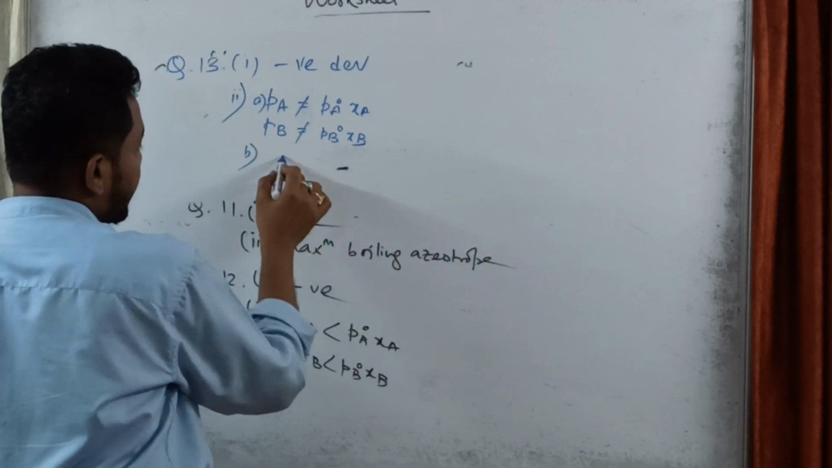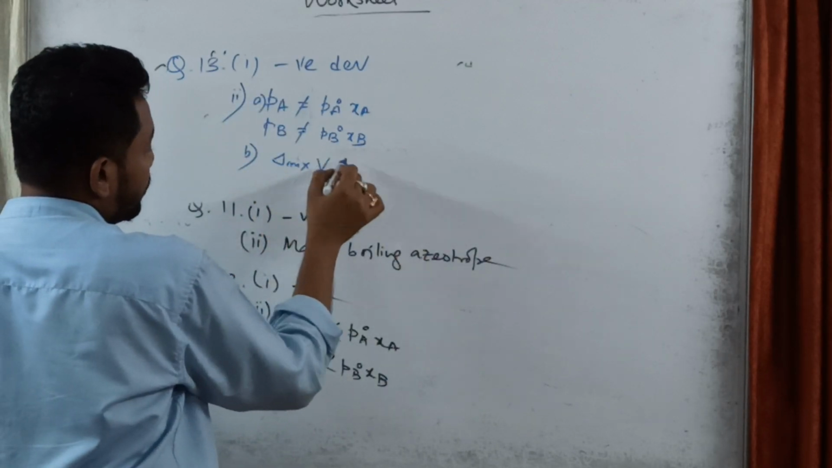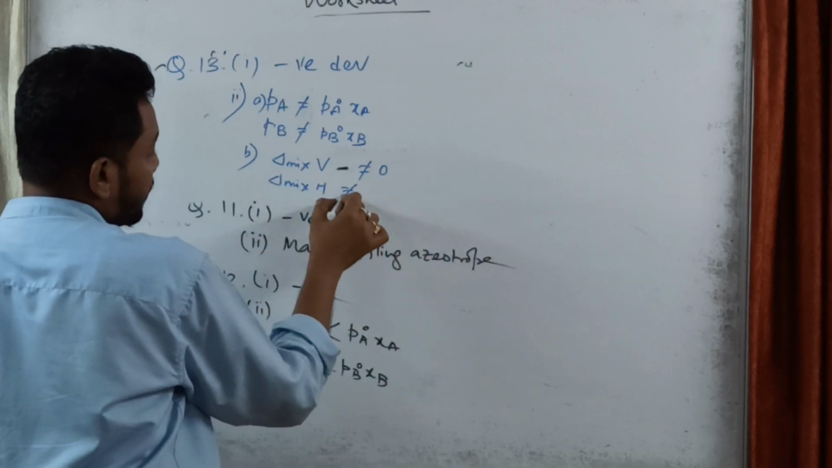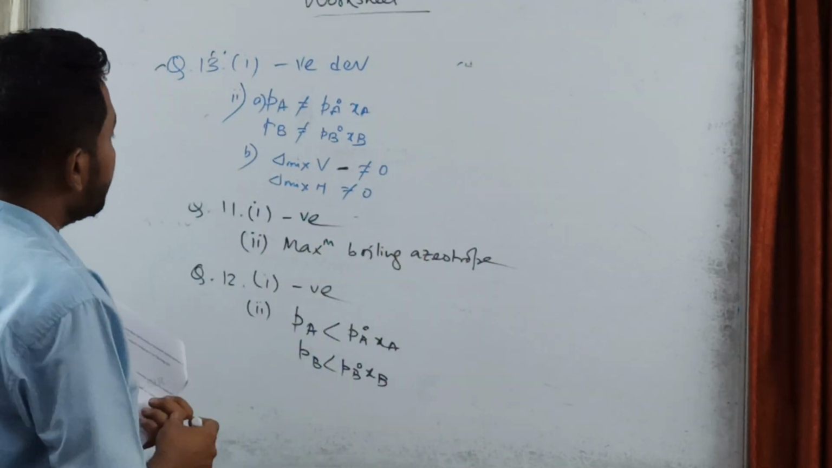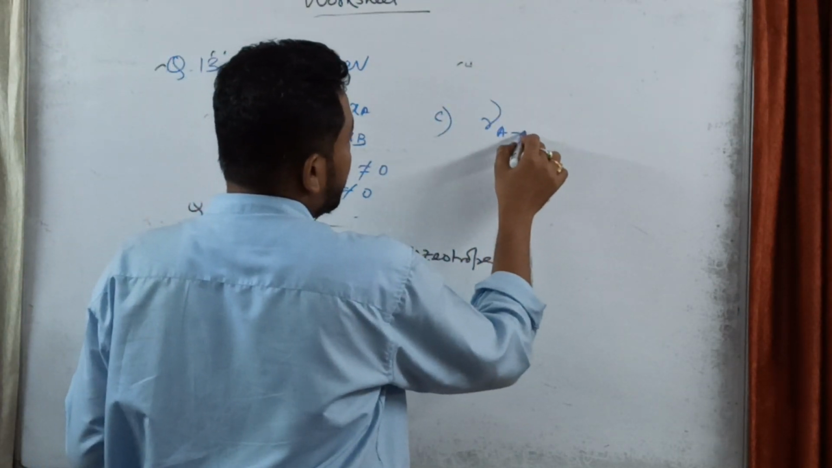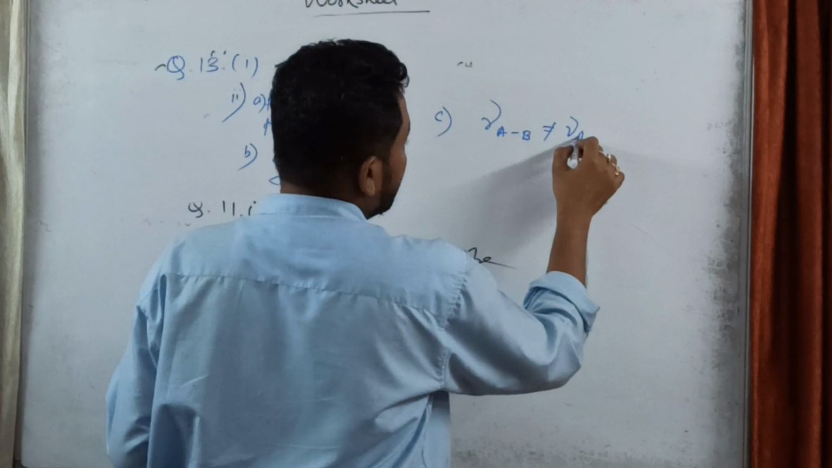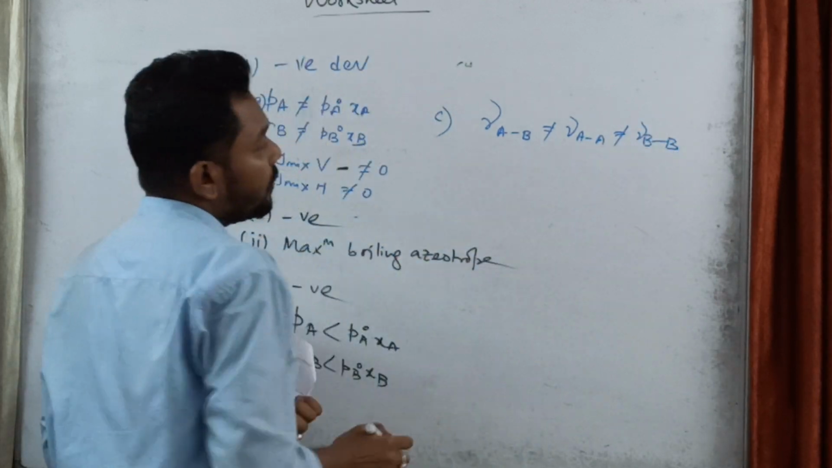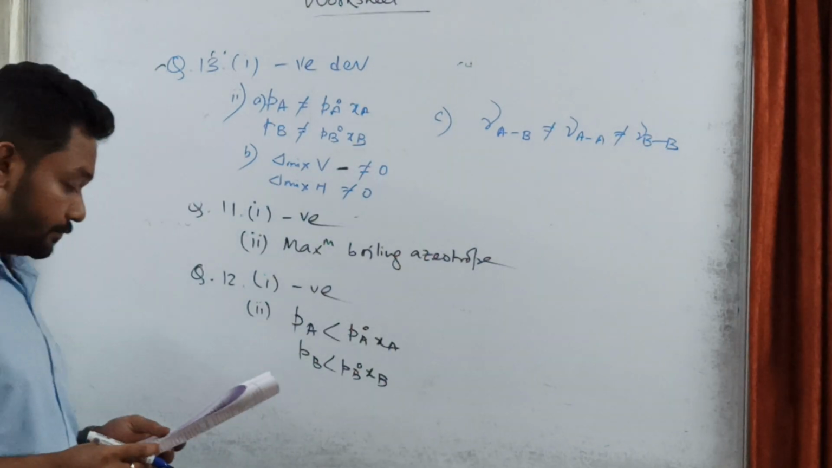Second, you will write down delta mix of volume not equal to 0, delta mix of H not equal to 0, that is the property of the non-ideal solution. And third, you will write down mu of AB not equal to mu of A or mu of B. That means AB interaction is not equal to AA interaction or BB interaction. Okay.